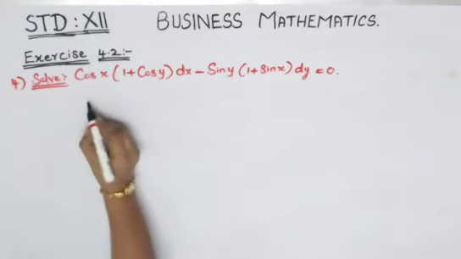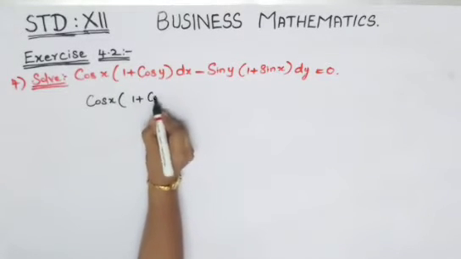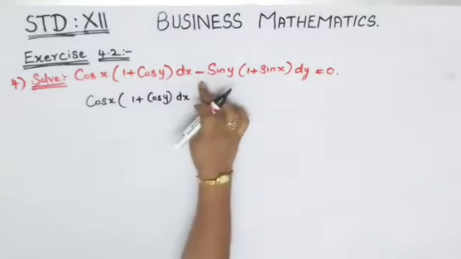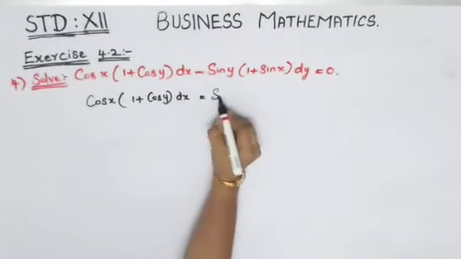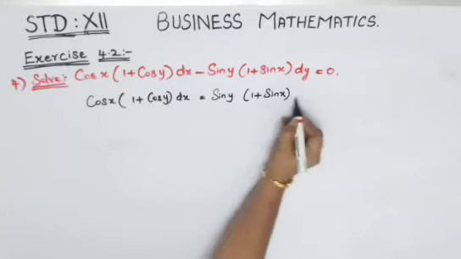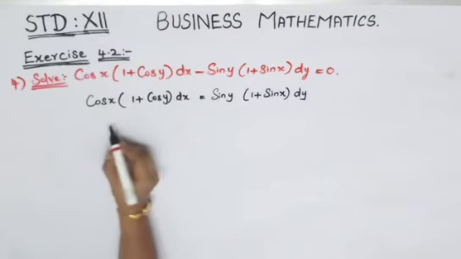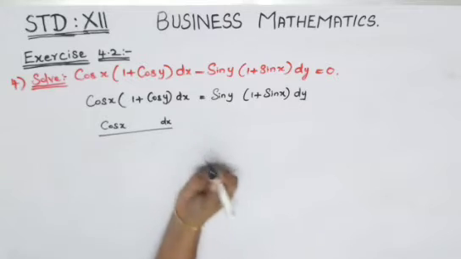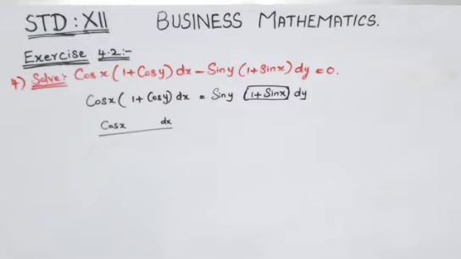Okay, so we'll just keep this term as it is, cos x (1 + cos y) dx. The other term, which is in minus, we'll take towards the right hand side, then it will become plus. So it is sin y (1 + sin x) dy. Now we'll see, here we have got dx and cos x. So keep cos x and dx here, divided by the term which has x over there. So 1 + sin x is there on the right hand side.